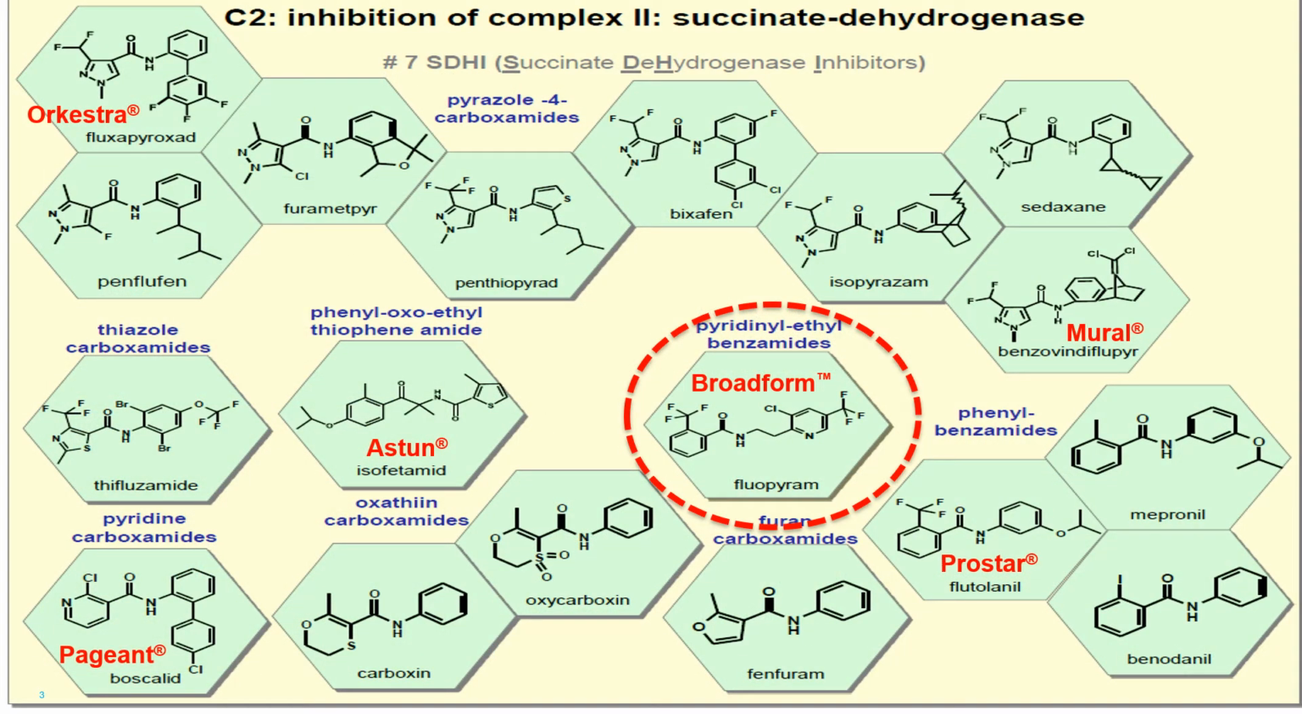Broadform combines two different chemistries to create a fungicide for broad spectrum disease control of ornamental plants. Fluopyram, one of the components in Broadform, is a succinate dehydrogenase inhibitor, or SDHI, and currently the only pyridinyl ethyl benzamide, or pyramide SDHI, labeled for use in ornamentals. Several other SDHI combination products, shown in red, all contain a carboxamide SDHI. This key difference is very important for resistance management and will be addressed later in the presentation.